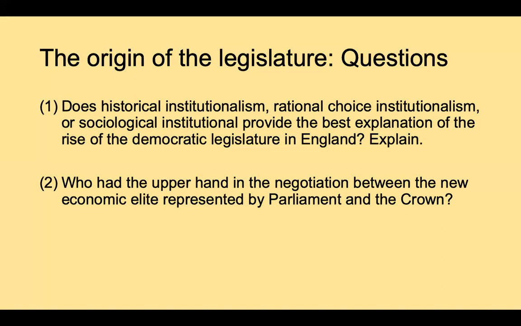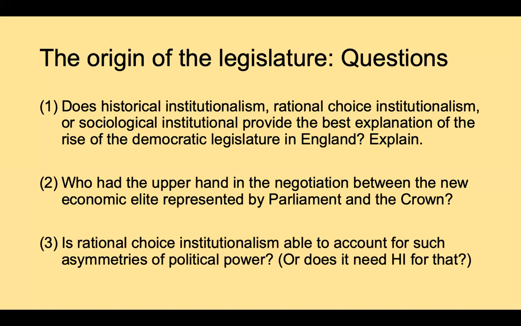But if there's an upper hand that was to be had in this situation, then it's more difficult for us to say that it was a pure example of rational choice institutionalism. Who had the upper hand? Do you think that the Parliament had the upper hand, since it was representing the new economic elite who had hideable assets that were more difficult to tax, precisely at a moment when the Crown needed revenue more than ever before? Did someone have the upper hand in this case? Was it the Parliament, do you think?